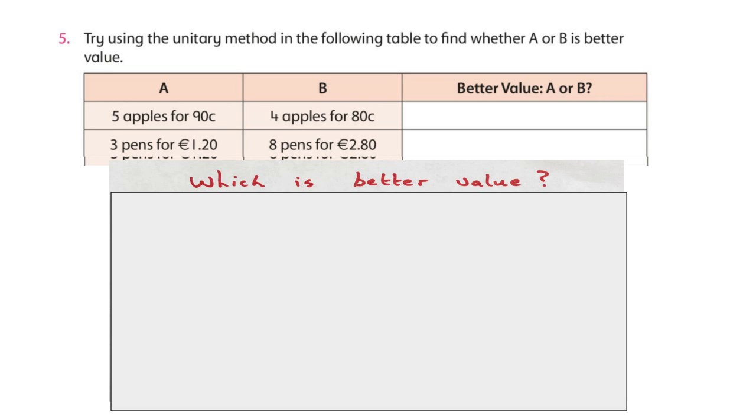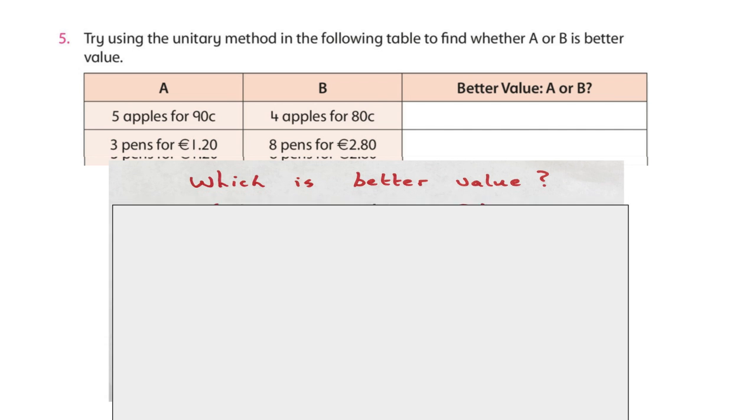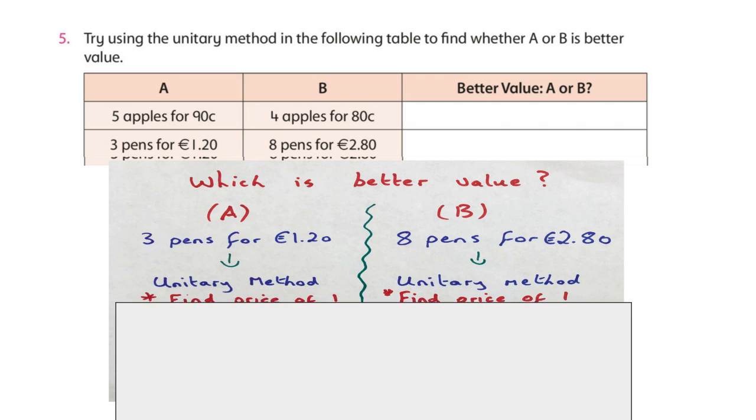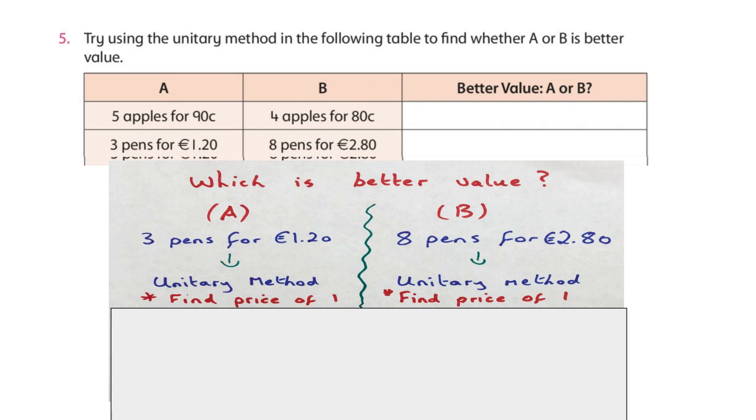In the second question, we're going to have a look at which is better value for buying pens. In A, we have 3 pens for €1 20, and in B, we have 8 pens for €2 80. So we're going to use the same method as we did before with the apples. We're going to use the unitary method and find the price of 1.